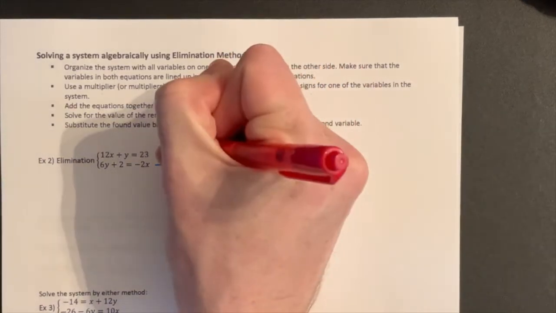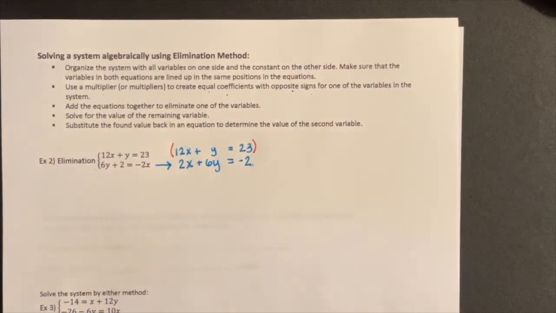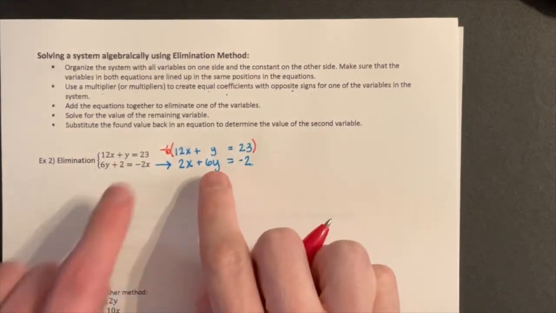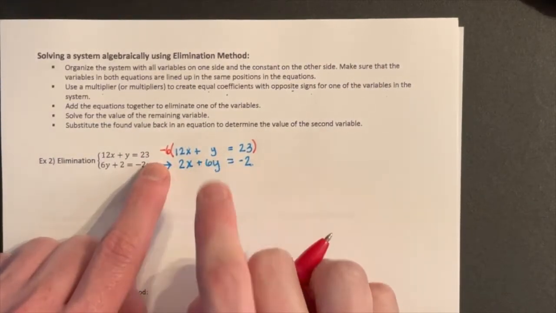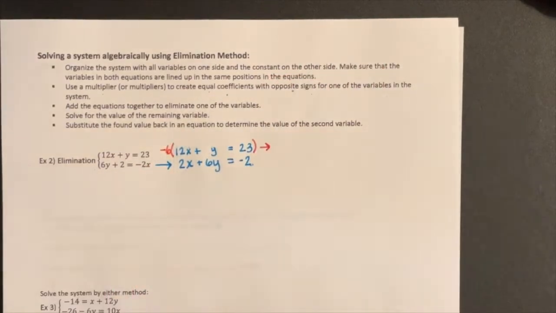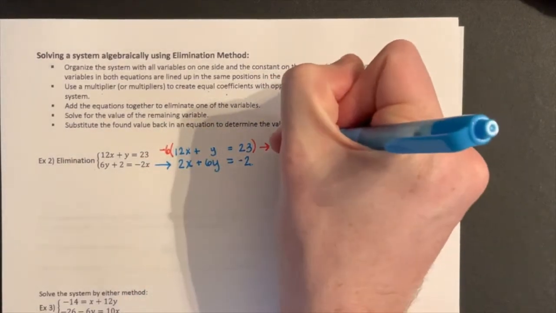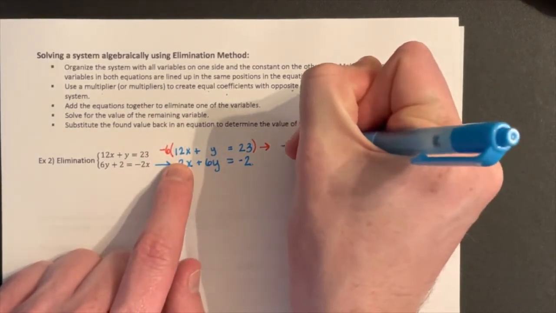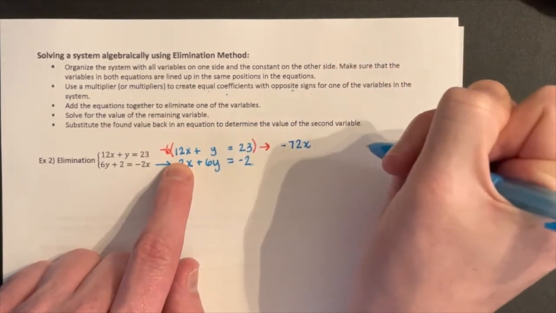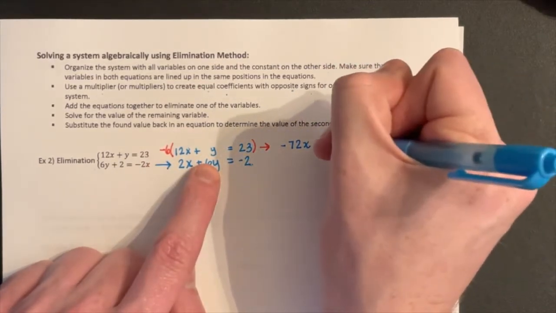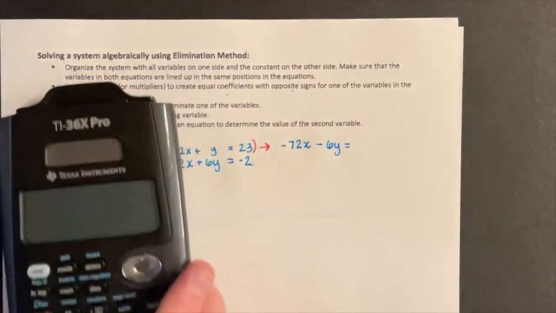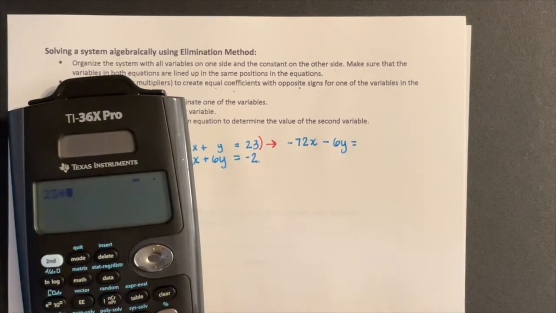So what I'm going to do is scale that top equation and multiply it by negative 6. What that's going to do when I distribute is give me a negative 6y. So negative 6 times 12 should be negative 72x. Negative 6 times y is negative 6y. And then negative 6 times 23. And use your calculator. You don't have to do all this in your head. But I get negative 138.